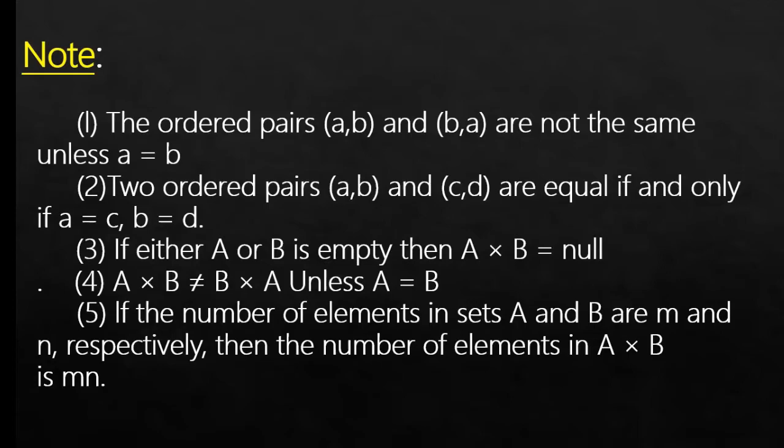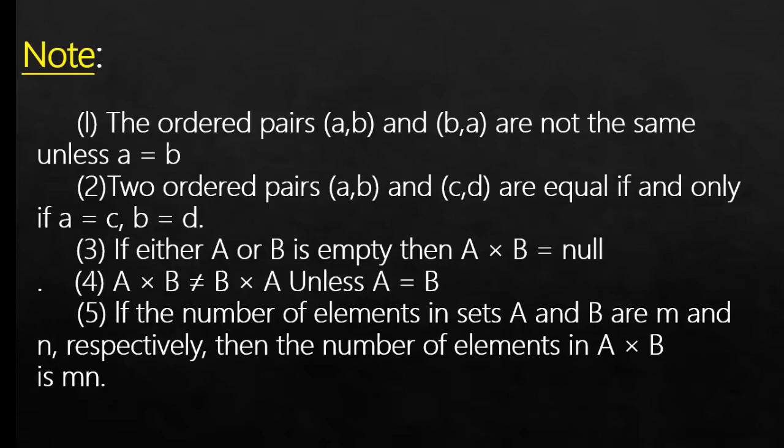But it is not the case for B cross A. Why? Because in B cross A, the first components of all the ordered pairs belong to the set B, and all the second components of all the ordered pairs would belong to the set A. So A cross B is not equal to B cross A unless A is equal to B. If the whole set A is equal to the whole set B, it won't matter if we write the first component as an element of set A or set B. Same goes for the second component.